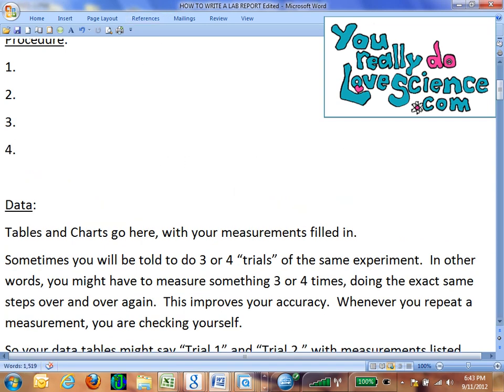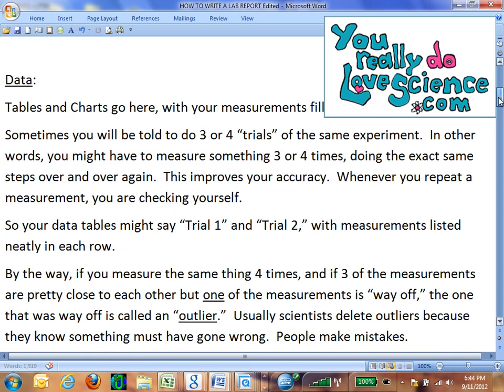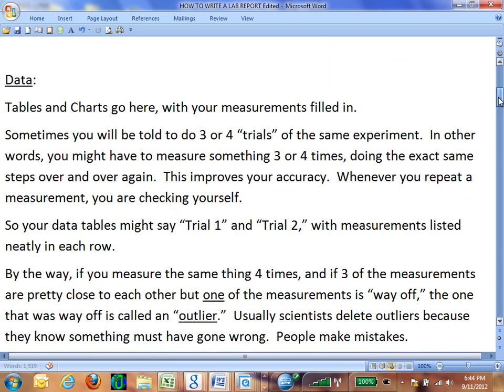Next is your data section. Now your data, those are your measurements that you make during the lab and your observations as well. This is where your tables and charts go. Sometimes your teacher will have you do 3 or 4 trials of the same exact measurement. This is to ensure accuracy.